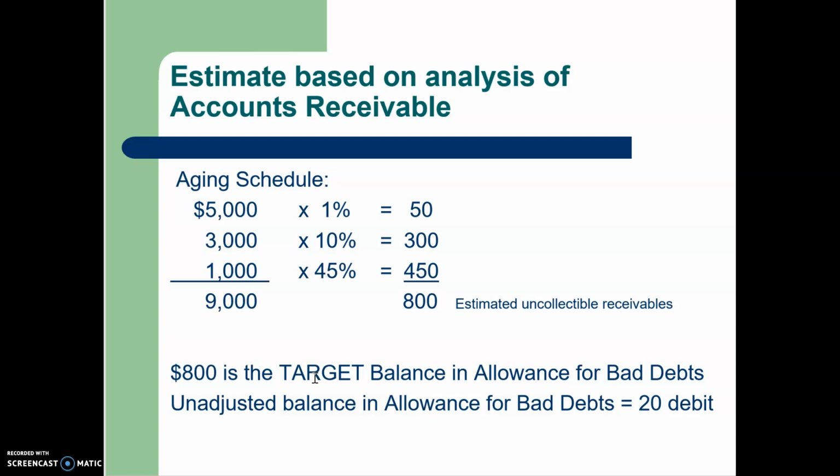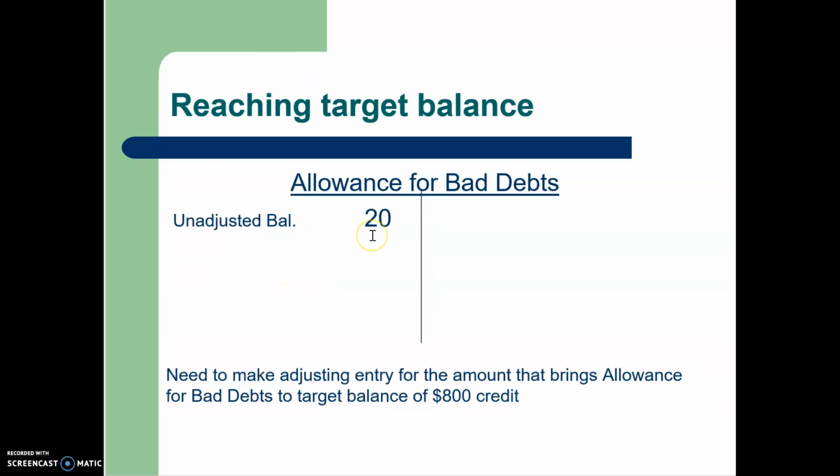Our unadjusted balance in allowance for bad debts is 20 debit. Okay. So that's why I like to draw the T account. We want it to have an 800 credit. We have to make an adjusting entry that will bring allowance for bad debts to the 800 credit. And we know to find the balance in the account, we take the total from the two sides and subtract, and we put it on the side that's higher. So to get an 800 credit balance, we need an amount on the credit side of the T that's 800 higher than this debit balance. So we have to make our adjusting entry for 820.